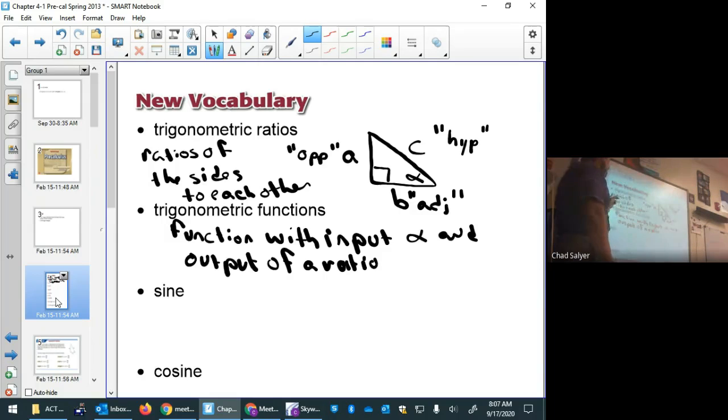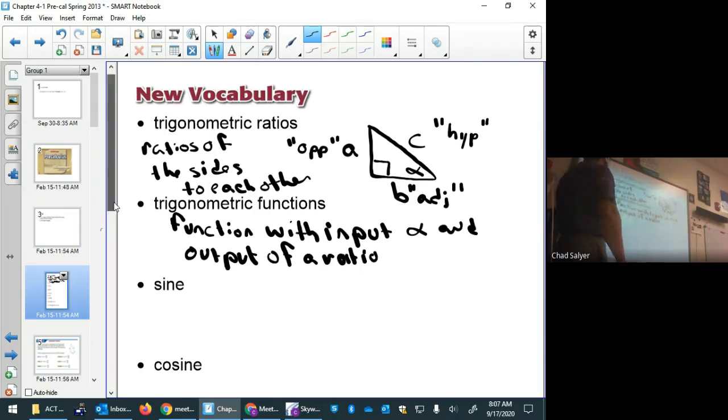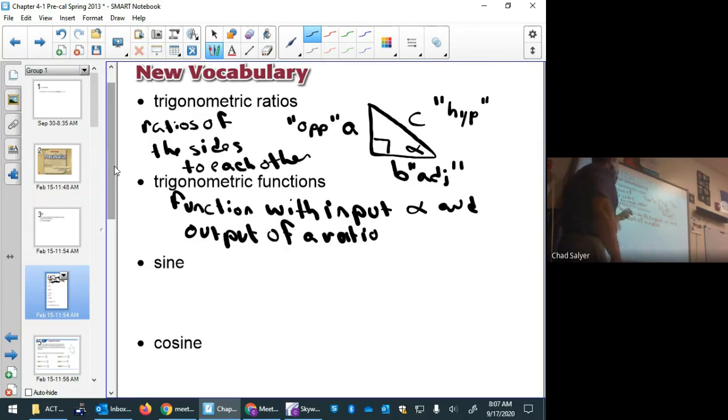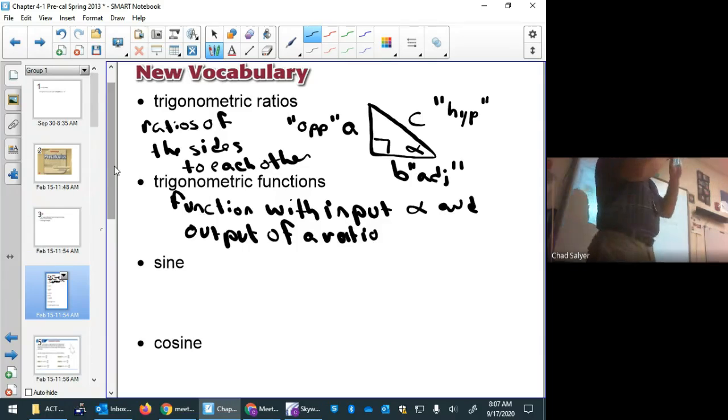So the trigonometric ratios are ratios of these sides to each other. Trigonometric functions are functions with the input of an angle and the output of a ratio. So again, the ancient Greeks understood that as I change that angle, the side ratios to each other change in a predictable and functional way.